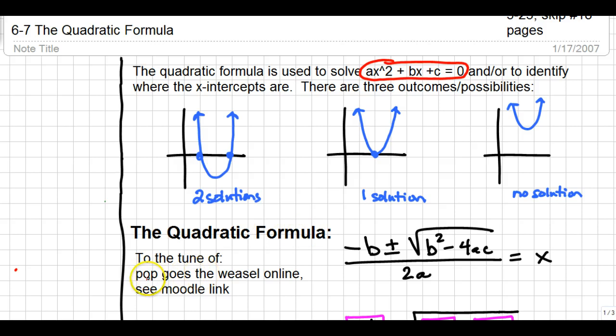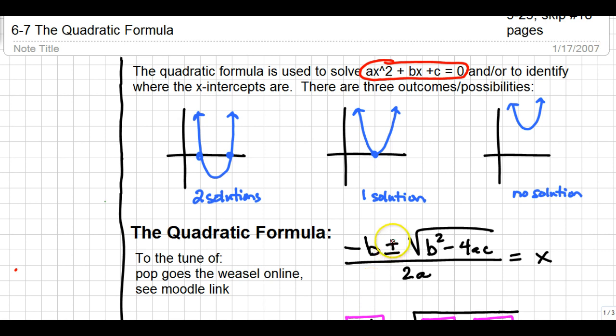I hesitate to sing to you on this screencast, so I posted for students a link to an example of Pop Goes the Weasel for the quadratic formula on our Moodle page. Also, if you just simply type in online Pop Goes the Weasel with quadratic formula, I'm sure you'll find numerous examples of how you could memorize the quadratic formula to the tune of Pop Goes the Weasel. But I will refrain from singing it for you here.